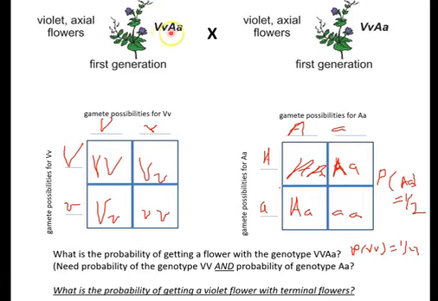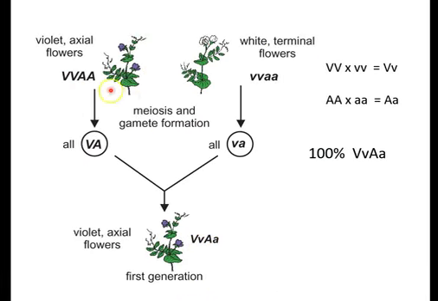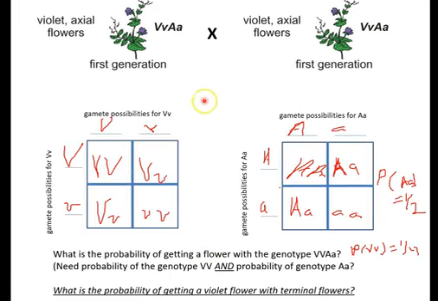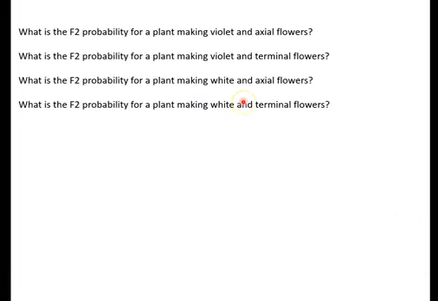This is our F1 generation mated together, right? The parental generation was the homozygous ones. The F1 generation is this heterozygous, and the F2 generation would be the result of that. So what are the answers to that? Pause the video for a couple minutes and practice that and see if you can get that.